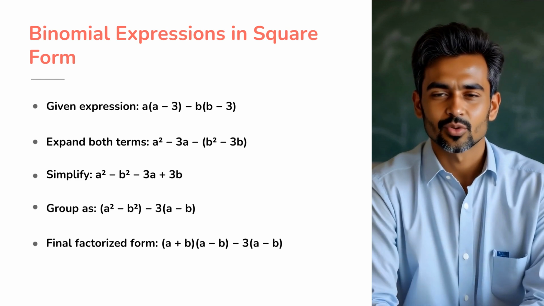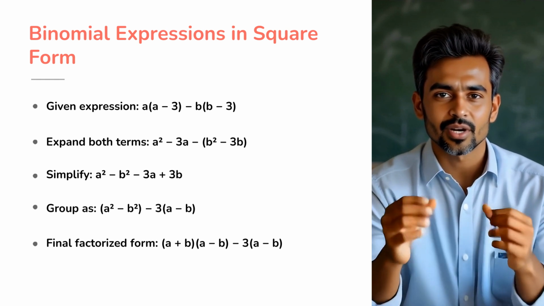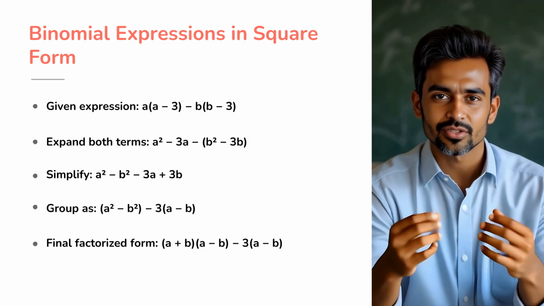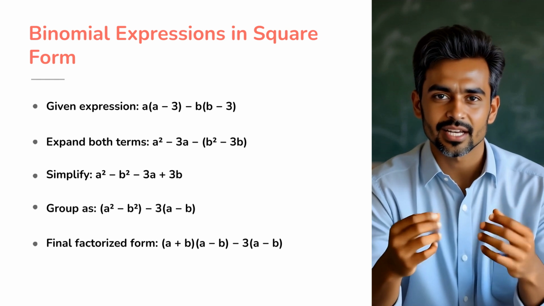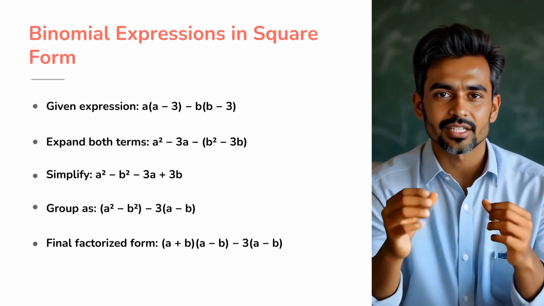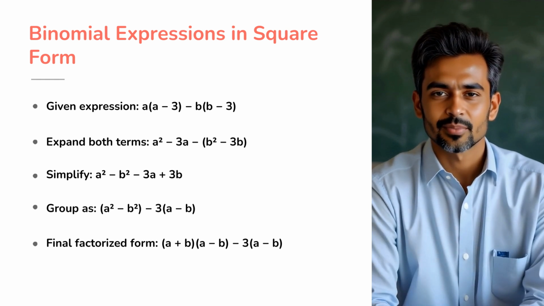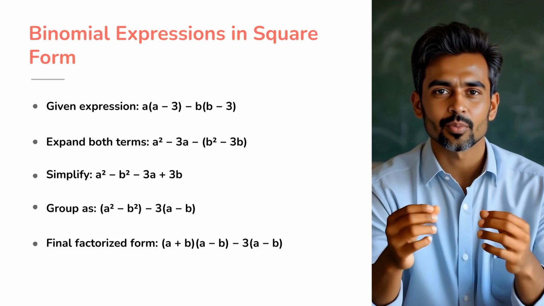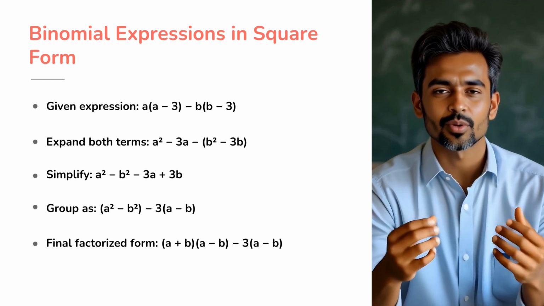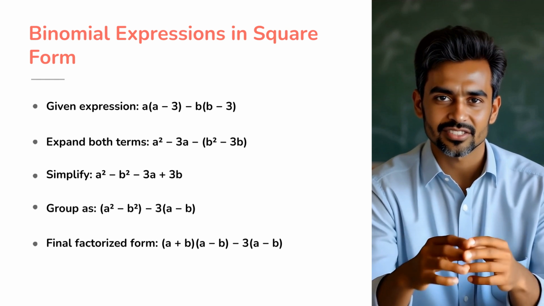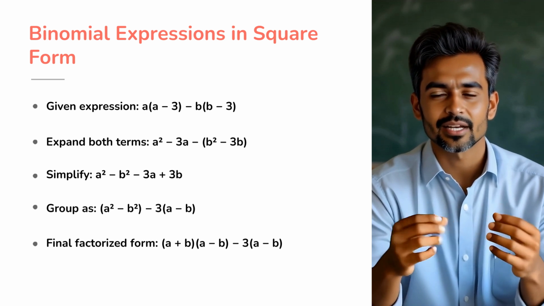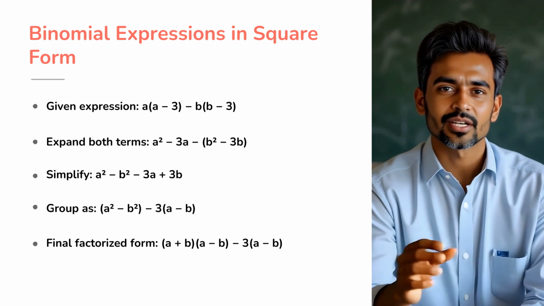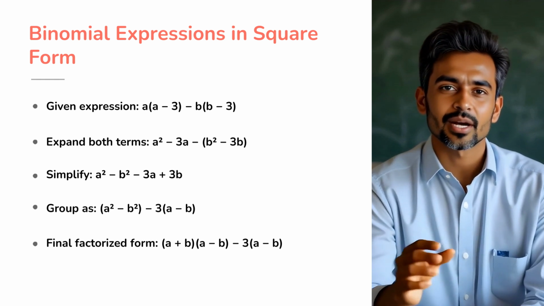Now group open bracket a squared minus b squared close bracket minus 3 into bracket a minus b close bracket. We've got the first part a squared minus b squared, which factors as open bracket a plus b close bracket into open bracket a minus b close bracket. And the second part is minus 3 into open bracket a minus b close bracket. So the final expression is open bracket a plus b close bracket into open bracket a minus b close bracket minus 3 into open bracket a minus b close bracket. Now observe both terms contain a minus b as a factor. We can factor further if needed. This is how the identity and algebraic expansion work together.